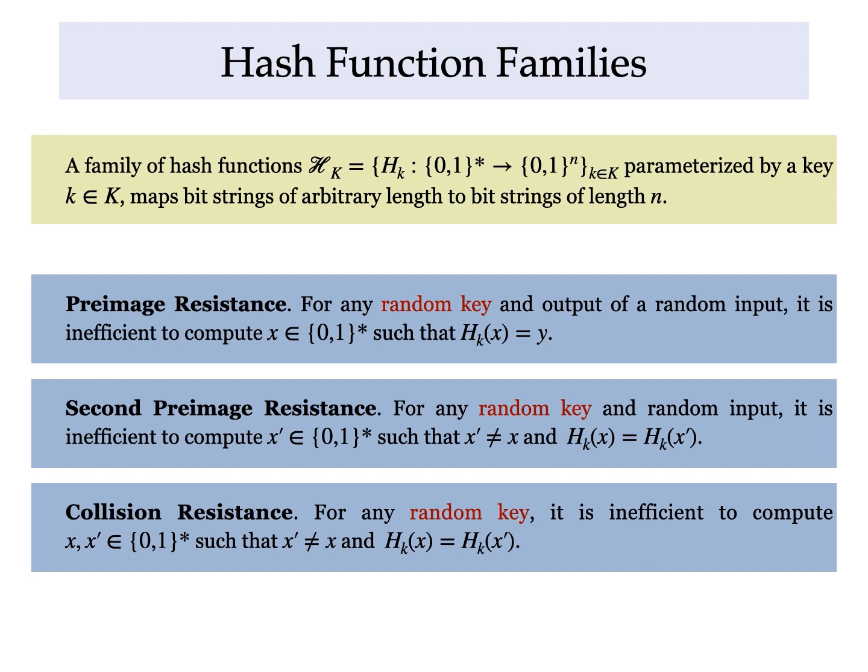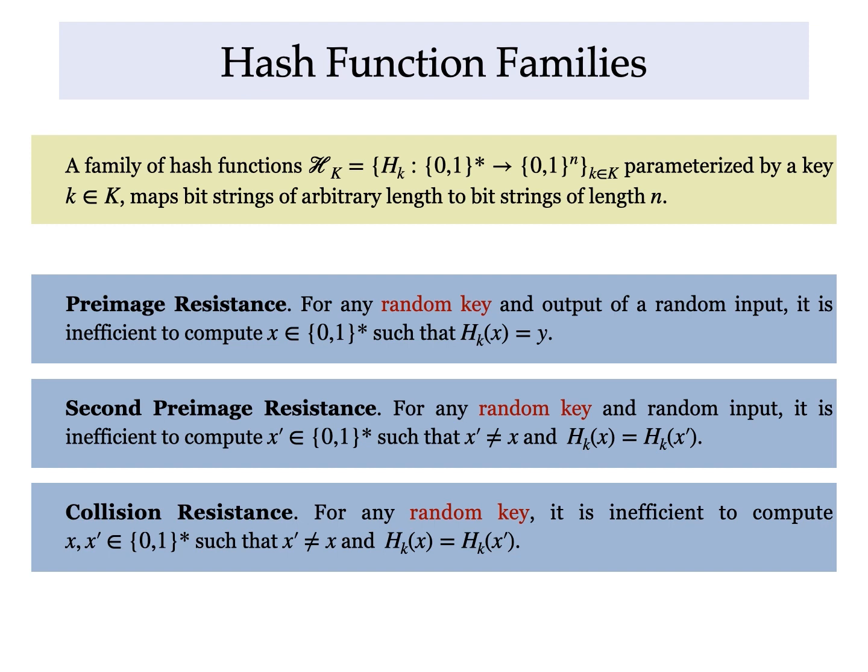The next one is second preimage resistance. Again, for any random function and random input, it's inefficient to compute another input such that these two inputs are distinct but the outputs are the same. And finally, we have collision resistance, which is for any random function, it's inefficient to compute two distinct inputs with the same output.